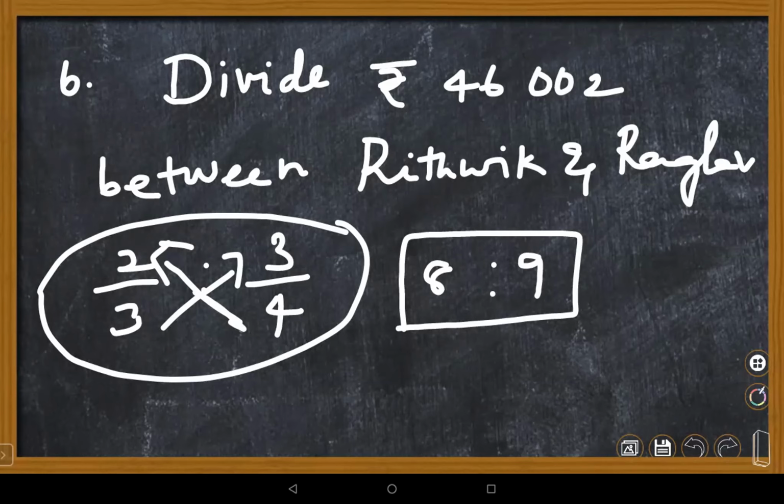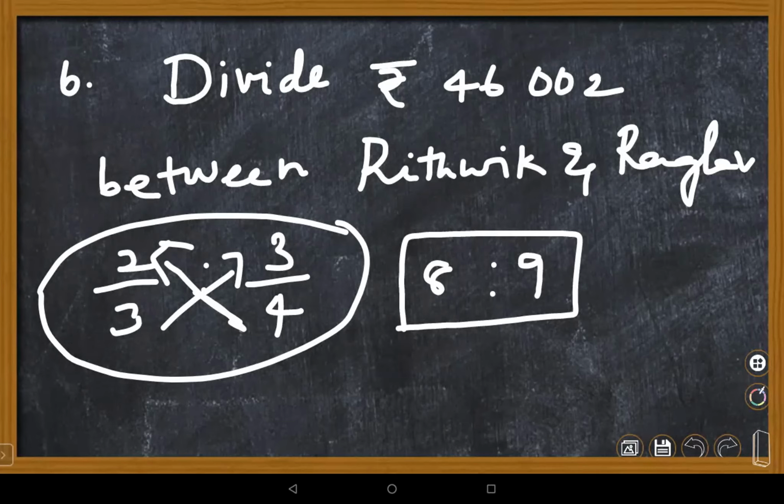Any fractional form is given like a ratio, then you have to do cross multiplication. Now let us find the equivalent ratios so that the total shares are 17, 8 plus 9 is 17. So Ritvik's share is 8 shares, whereas Raghav's share is 9 shares. So the total amount is 17 shares. You have to divide 46,002 rupees into 17 equal parts. Then one portion should be 8 shares, another portion should be 9 shares. Like that you're supposed to divide, children.